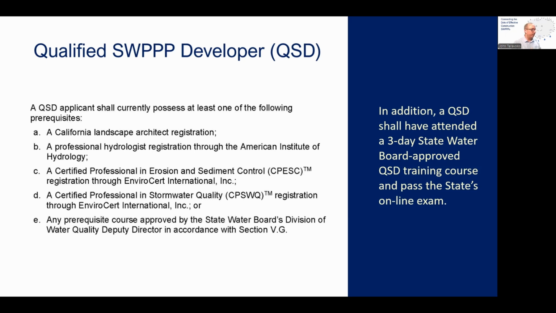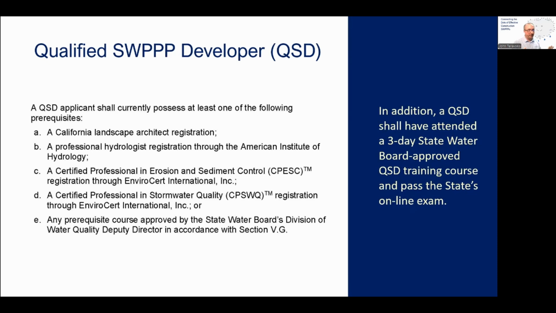First off, they have what the state now calls a prerequisite. In the old permit, it was called the underlying certificate. But it was one of these options according to the 2022 CGP: a California Landscape Architect registration. I haven't seen too many of those in the SWPPP world, but I suppose they exist. A professional hydrologist registration through the American Institute of Hydrology. Again, I haven't seen a lot of those either. A certified professional in erosion and sediment control, a CPESC, through EnviroCert International. That's actually a certificate I hold. Or also EnviroCert International offers another certificate that can qualify for this, a certified professional in stormwater quality.